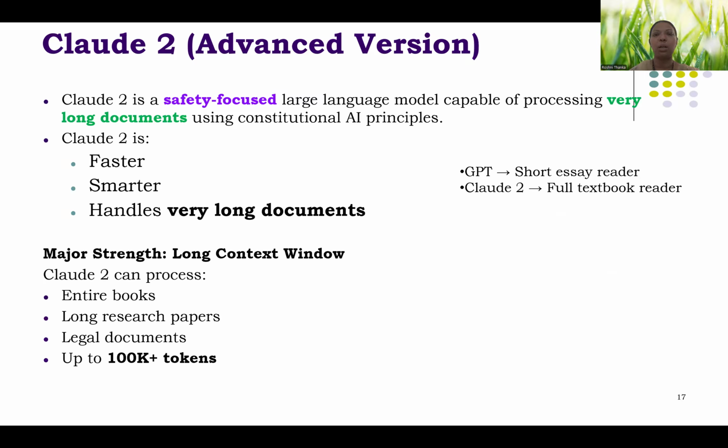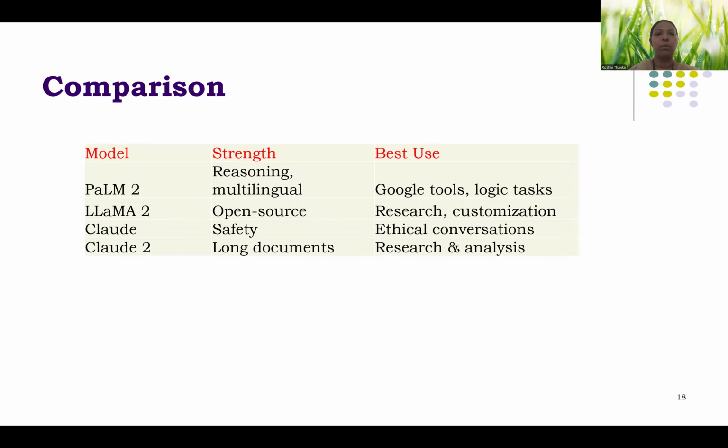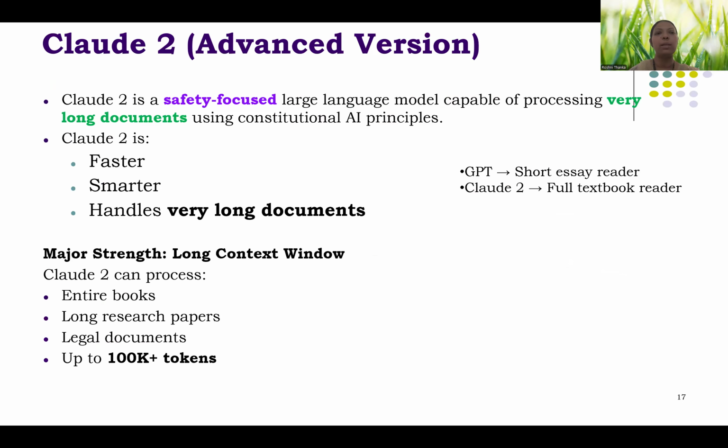So GPT is for shorter readers. Claude means it is like a full textbook reader. So the major strength of this is its window size is long and it can read the entire book, long research paper. It can read the legal documents at a stretch. So it can use up to 1,000 K of tokens. Okay, so if you compare these different models, I hope you got it. So the specialty of Claude 2 is it is a smarter and faster version as well as its focus on safety, following the ethics, following the set of rules like a constitution.